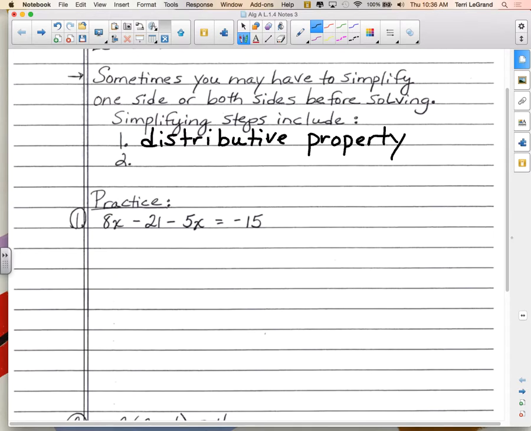Distributive property. And the reason we need distributive property is because sometimes we have to multiply over some terms that can't be put together. They're not like terms, so we do distributive property to get rid of the parentheses. And then, what's our other simplifying step? Anybody remember it? What's the other thing we did yesterday? It didn't involve multiplying, it involved adding.